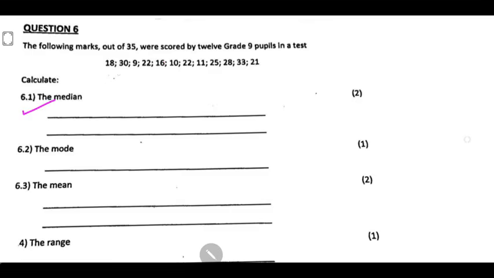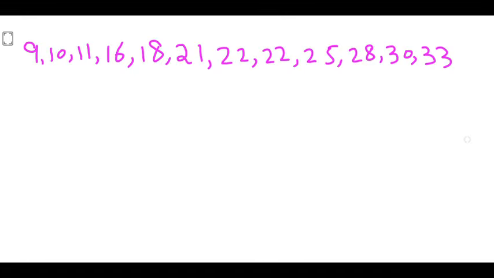First of all, order the data set from least to greatest, small to big. Now determine the median. So n is equal to 12, which means an even number. Remember, n is equal to 12, which means this is an even number.